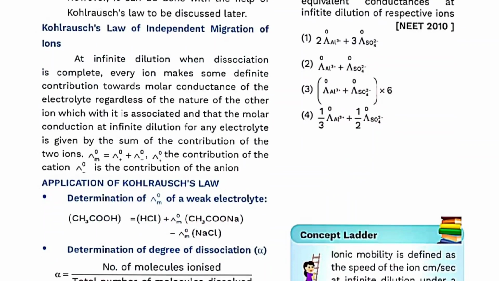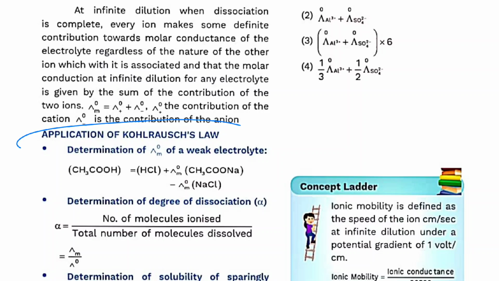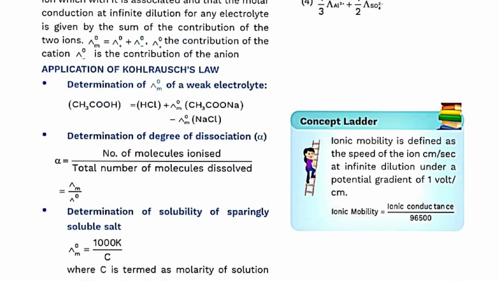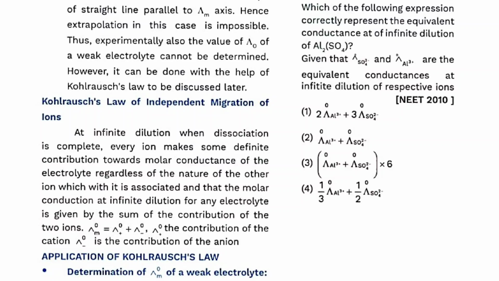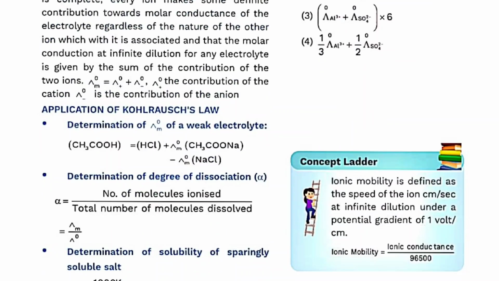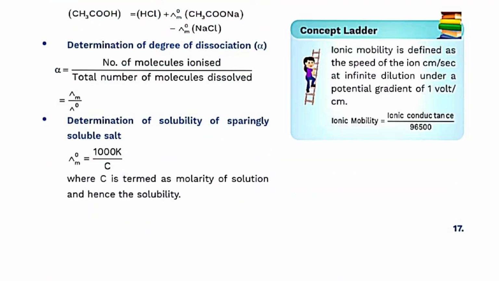Now we are going to study the applications of Kohlrausch's law. The first application is calculating conductivity. As I already stated, Kohlrausch's law helps calculate the conductivity of electrolytes at infinite dilution. Another is determining ionic conductivities. It allows determination of individual ionic conductivities of cations and anions. That's why the name independent migration was given.